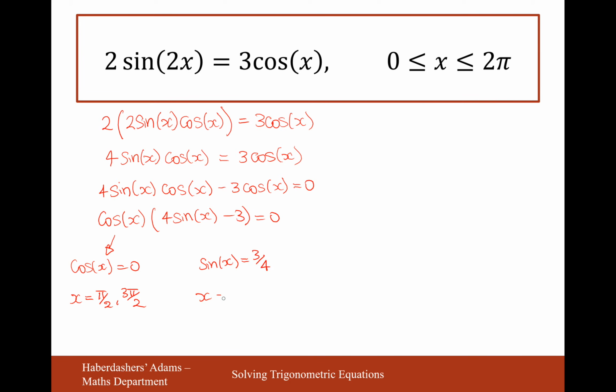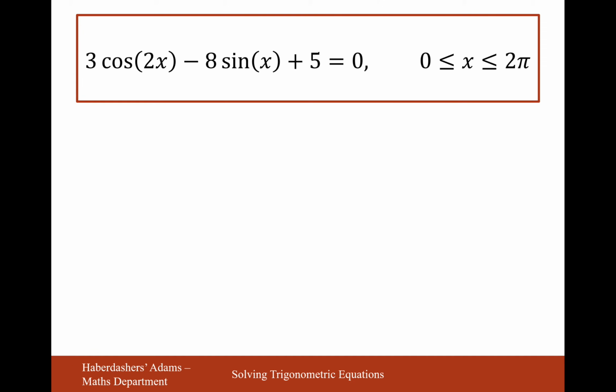So we need to put our calculator in radians mode and then do sine inverse 0.75 or 3/4, and that's going to give us 0.848. And then with the sine equation we need to do then pi minus answer, and that's going to give us 2.29. So we've got these two solutions here and these two solutions here in between 0 to 2 pi. So there we are, that's the answer for this question here.